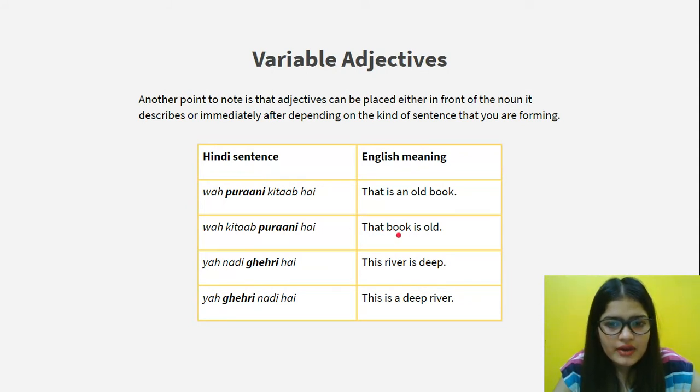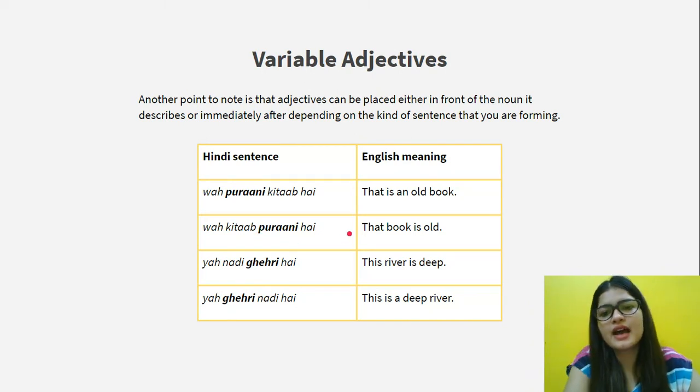Now, what have I done? I've switched the position. That book is old. However, the meaning remains the same. That is an old book. That book is old. वह किताब पुरानी है. In what circumstances would you say that book is old?